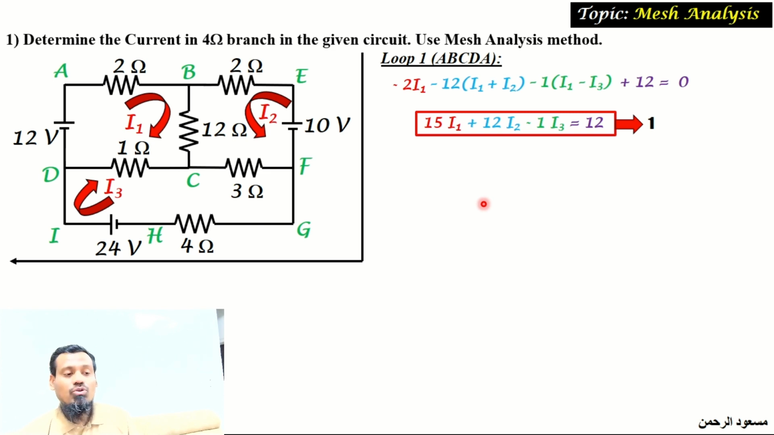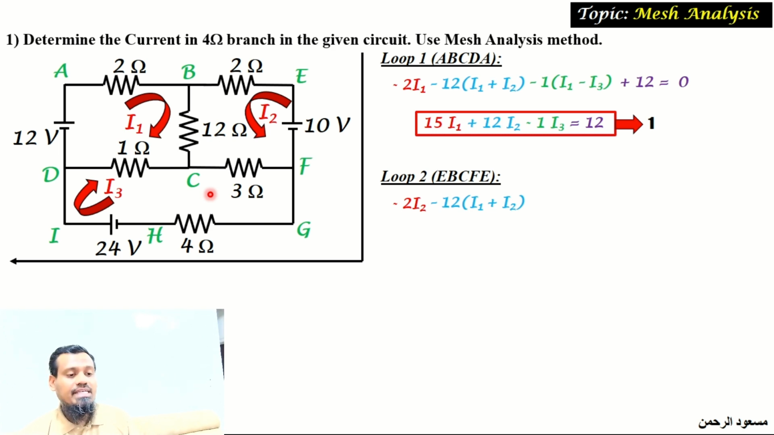Let us go into the second loop, which is E, B, C, F, E. In this, let us start from E to B. There is a 2 ohm resistor with a current of I2. Both the directions are same, so it is a potential drop. And when you travel from B to C, as we discussed, there is a 12 ohm resistor having two currents, I1 plus I2. The travel direction and the current direction are same, so it is again a voltage drop.